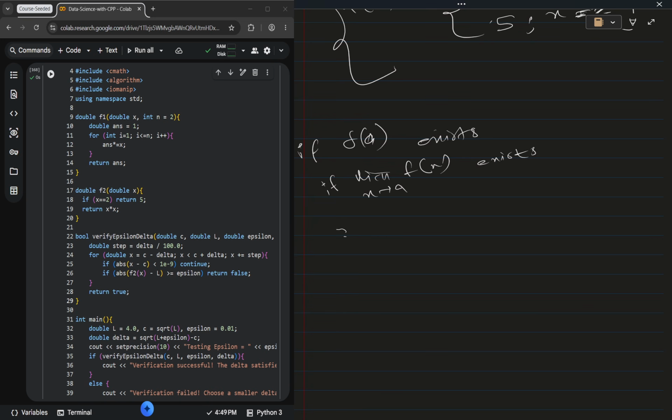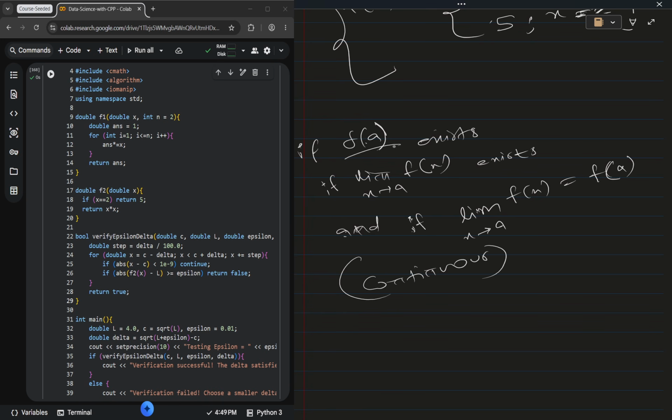If this limit exists, and if your function is defined at a, and the limit as x tends to a of f(x) is equal to f(a), then you can say that this function is continuous.